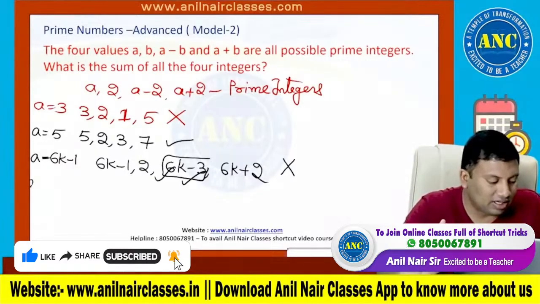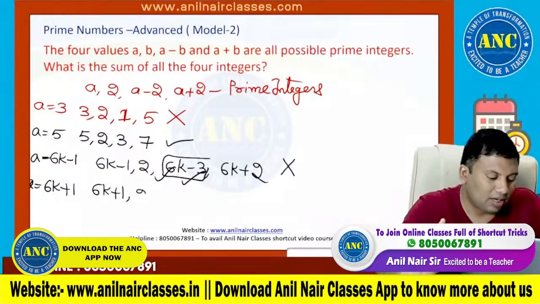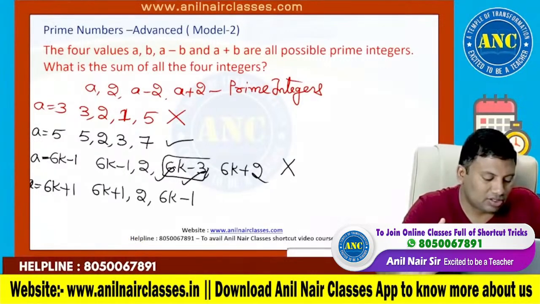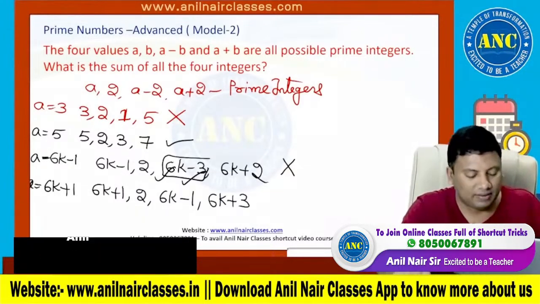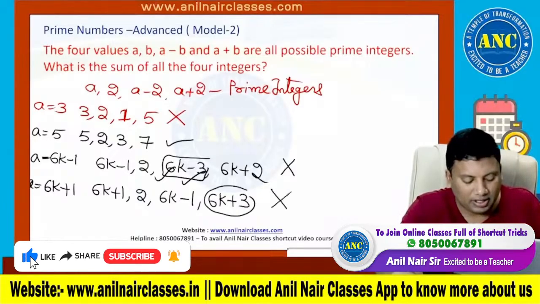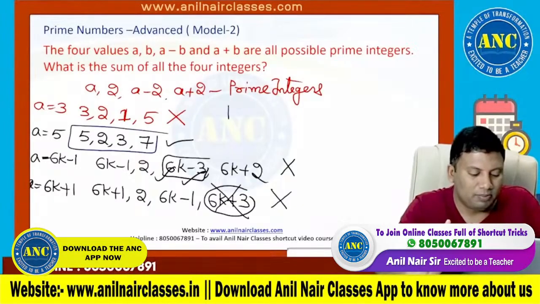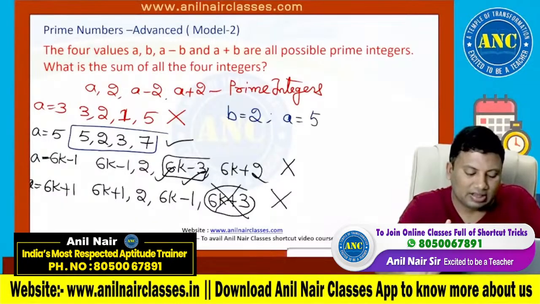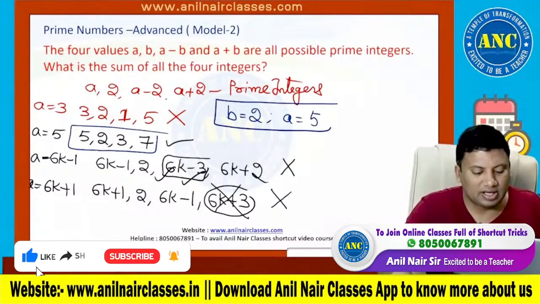Next one, another case: 6k plus 1, comma 2, 6k plus 1 minus 2, 6k minus 1, 6k plus 1 plus 2, 6k plus 3. 6k is divisible by 3, plus 3 divisible by 3. The answer will be divisible by 3. So the only case which is possible is 5, 2, 3, 7. What is the B value? The B value is 2. What is the A value? It is nothing but 5. The only values which will satisfy are B is 2 and A is 5.